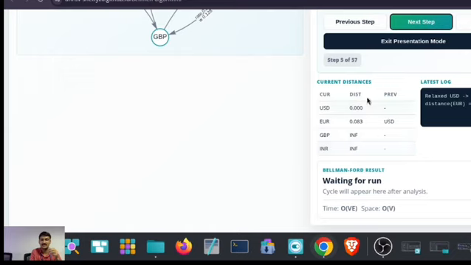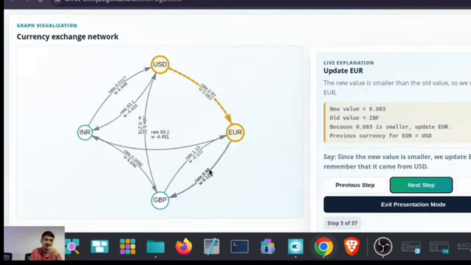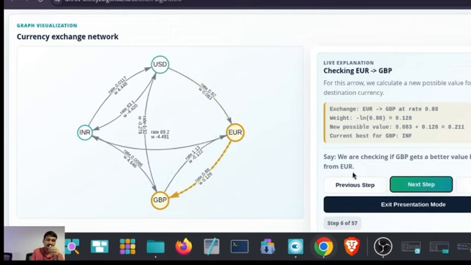So these are the nodes, these are the distances and these are the previous values. See, EUR is replaced by 0.083. So now we were in the EUR. From EUR I will move to the GBP because the arrow is pointing towards GBP. The value of EUR is 0.083, that we have to add with 0.88, which is the rate of these vertices.